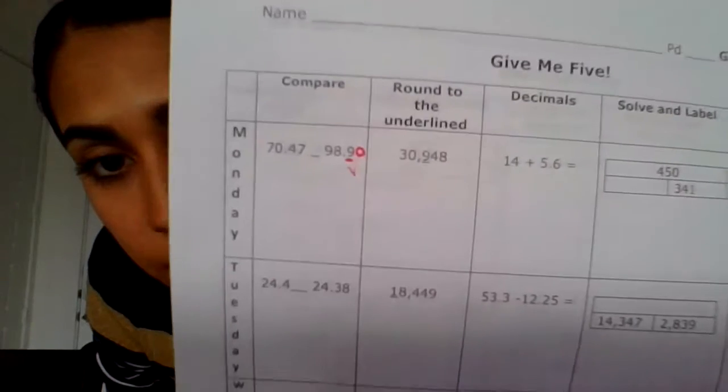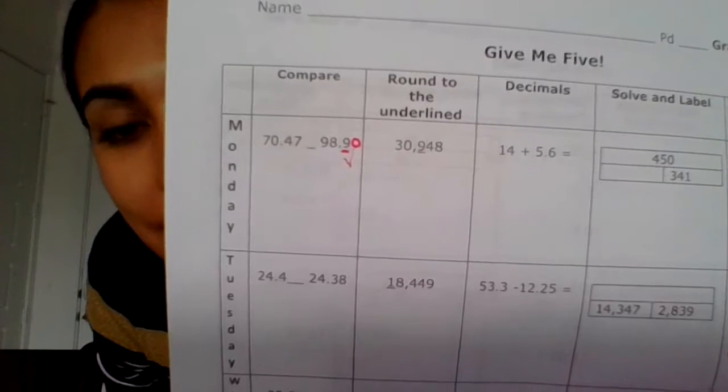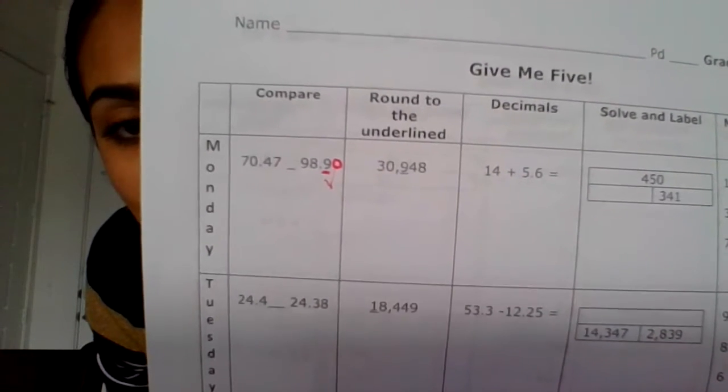Okay, so the answer is $70.47 is less than $98.90. So you need to put the less than sign. And when you go and input your answer on the Google form, all you need to do is put the comparing sign. If the answer is less than, you need to put the less than sign. That's it.